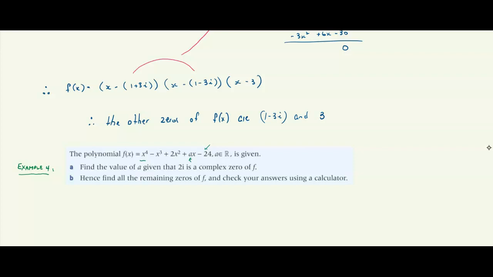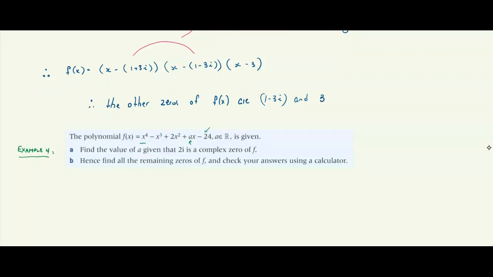It's x to the power 4. It's shooting upwards at the end game. A is a real number. Take all the information in. It's really important to be thorough when you read questions. Now, part A says find the value of A given that 2i is a complex zero of f.